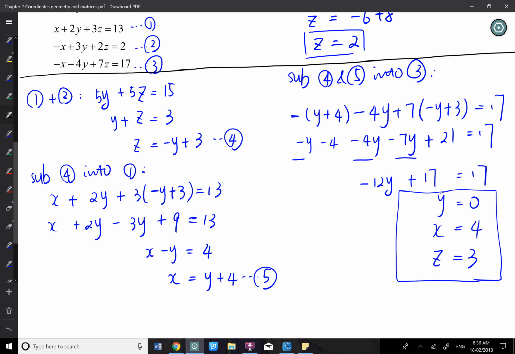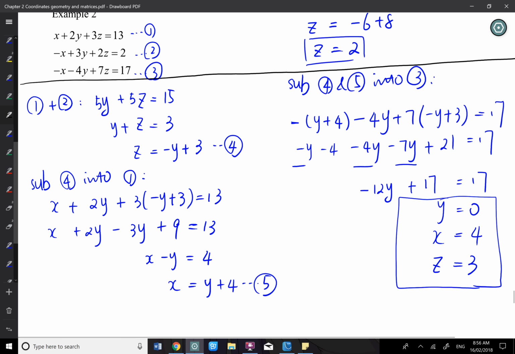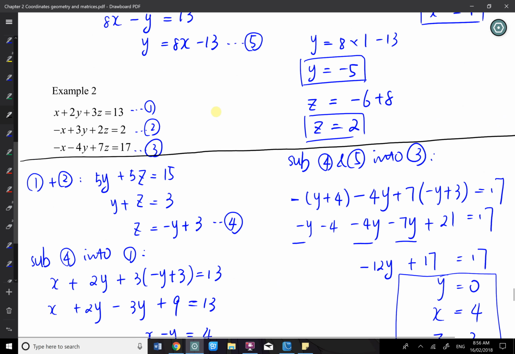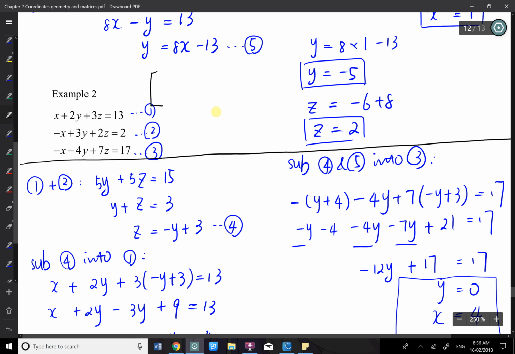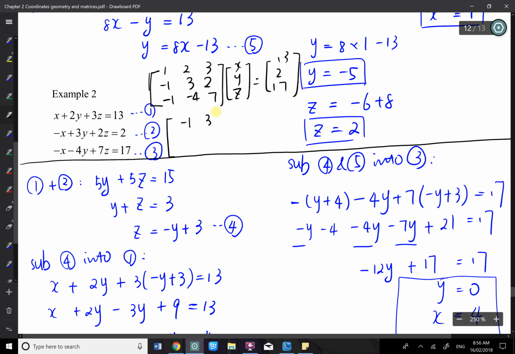If I write the equation in the order of 1, 2, 3, my matrix will look like 1, 2, 3, minus 1, 3, 2, minus 1, minus 4, and 7. Then x, y, z equals 13, 2, and 17. I can also write it the other way: minus 1, 3, 2, 1, 2, 3, minus 1, minus 4, 7. x, y, z equals 2, 13, and 17.